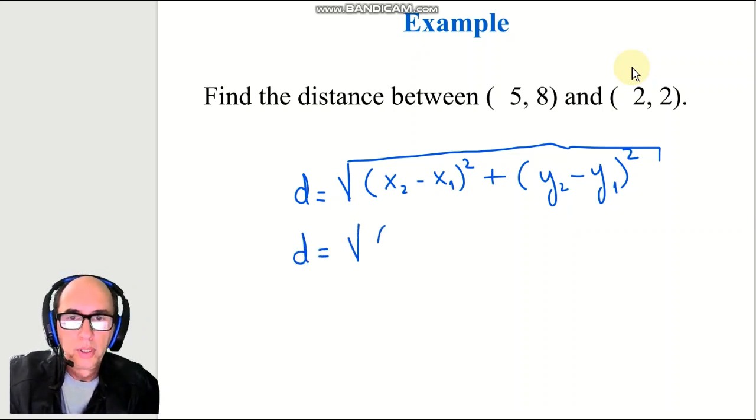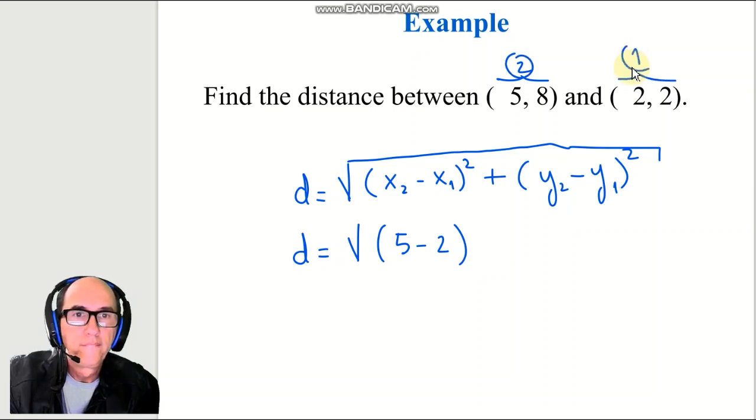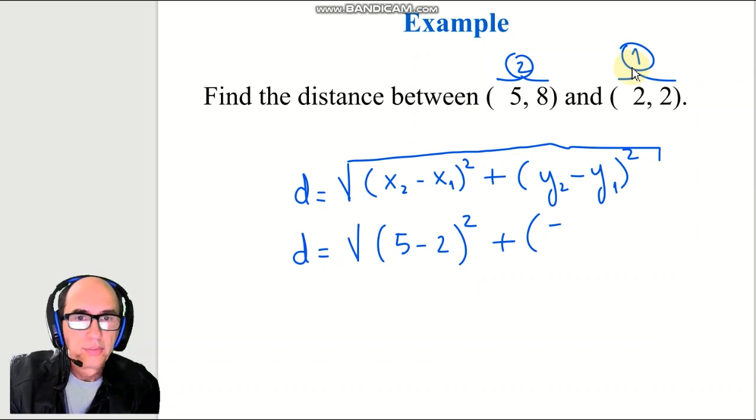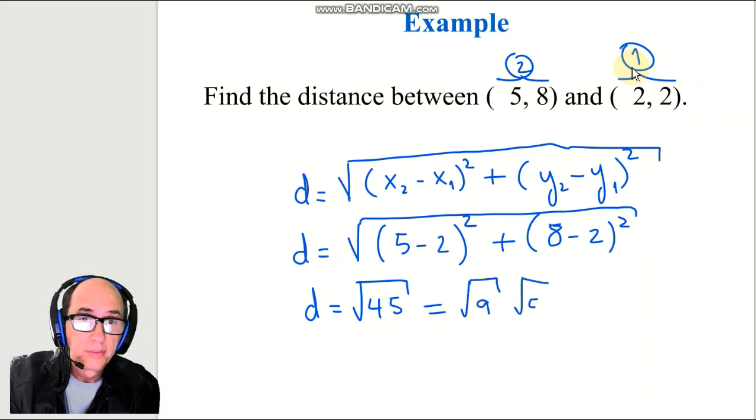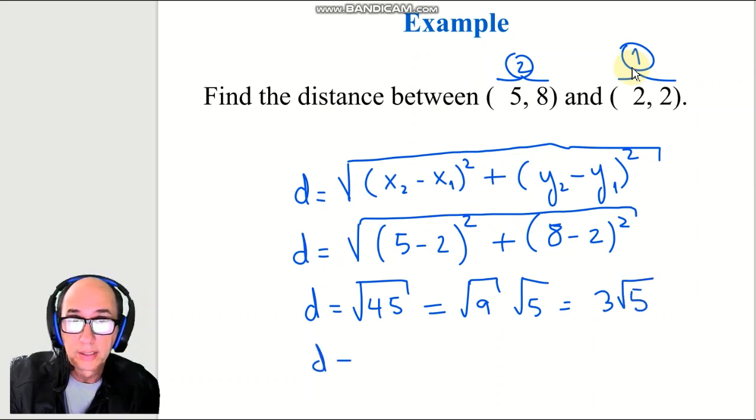So square root of (x minus 2) squared, let's say this is 2, this is 1, plus y is (8 minus 2) squared. And you have the same result, square root of 45. And remember, you have to simplify because 45 is 9 times 5, so 3 square root of 5. That's the final answer.